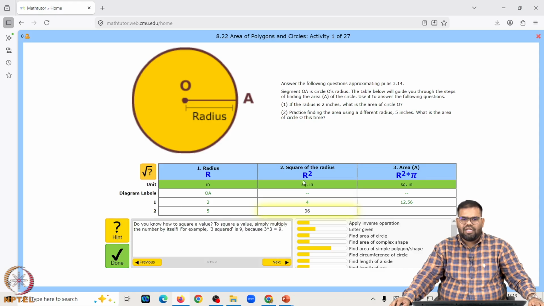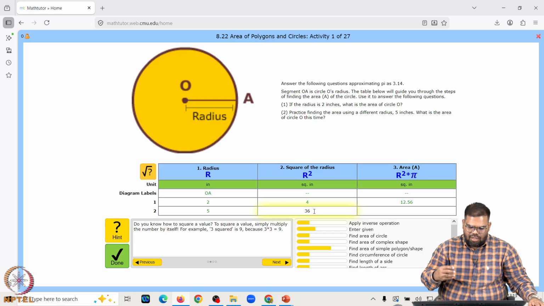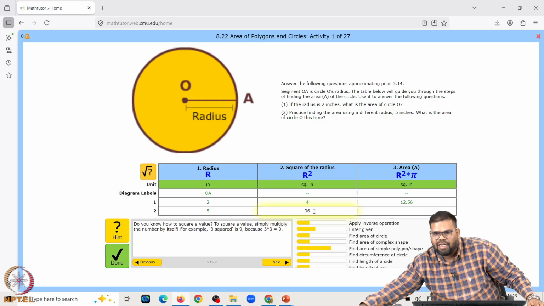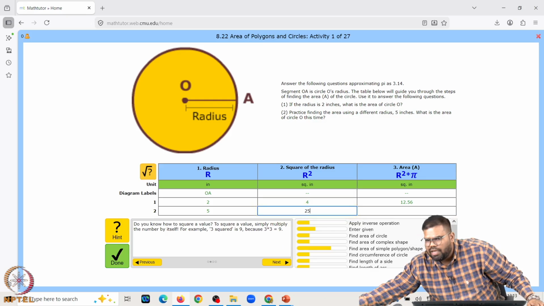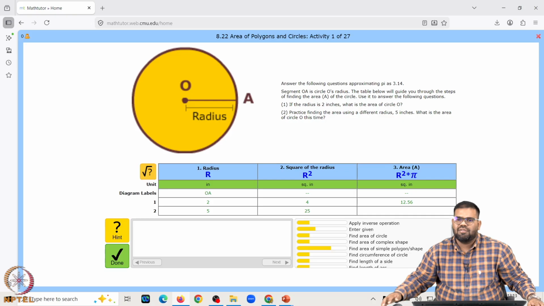Then how to calculate that r square? Do you know how to square a value? To square a value, simply multiply the number by itself. For example, 3 squared is 9, because 3 into 3 is 9. So it also tells us what concepts we are lacking, and how we can reach that particular concept. It will give you the formula and the answer for it. So 5 square is 25, enter.